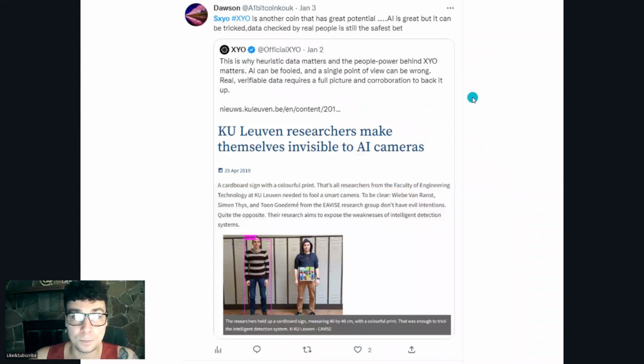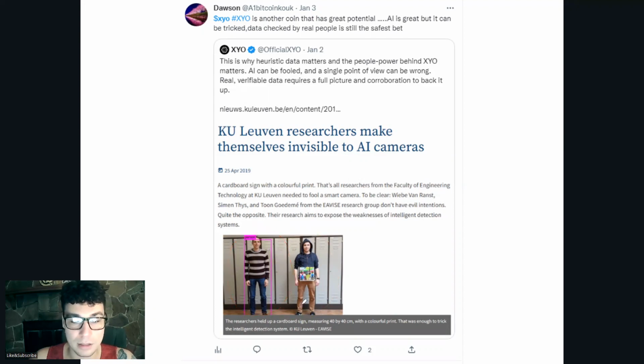And then there's also, in my opinion, ChatGPT taking over, and AI taking over. There's been a lot of people retweeting this XYO tweet right here. It says, "This is why heuristic data matters and the people power behind XYO matters. AI can be fooled and a single point of view can be wrong. Real, verifiable data requires a full picture and corroboration to back it up." And it basically goes into this story of how an AI was not able to tell that this was a real human.